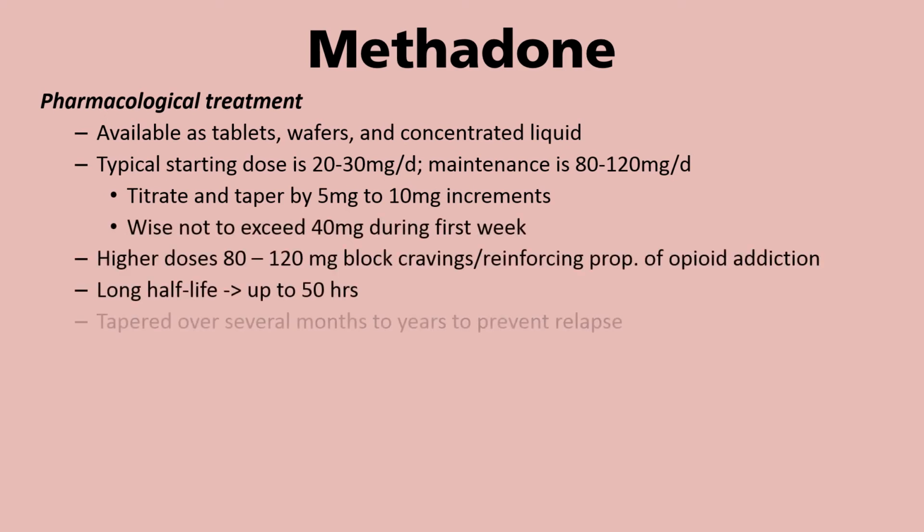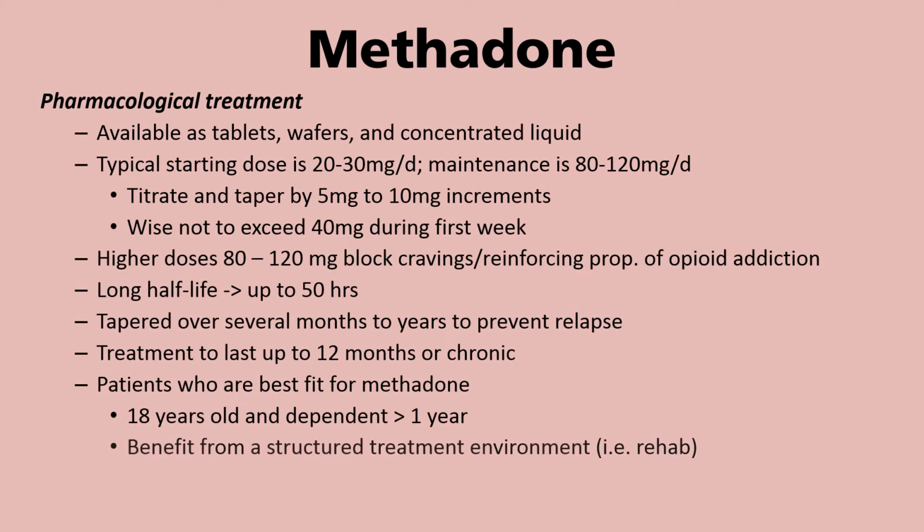The recommended starting dose is 20 to 30 milligrams per day. This can be titrated up in 5 to 10 milligram increments up to 120 milligrams per day as maintenance therapy. The ideal patient who would benefit from methadone would be an adult patient greater than 18 years of age who has been opioid dependent for at least 1 year and has the ability to travel to office visits at a methadone treatment center. Many patients benefit from the structured treatment environment of a rehab facility because they have a support system of healthcare providers to help motivate them through the process.